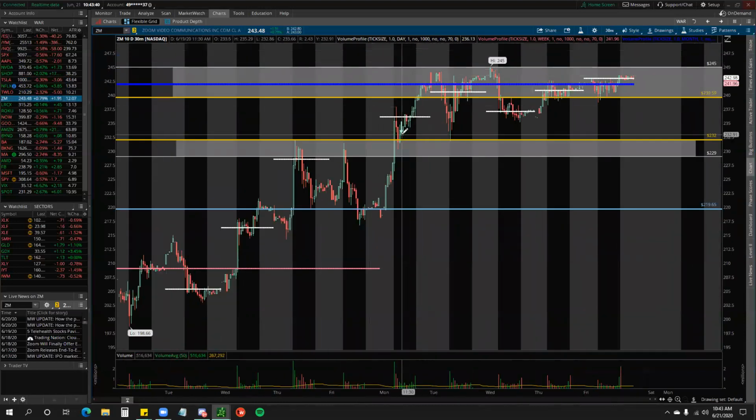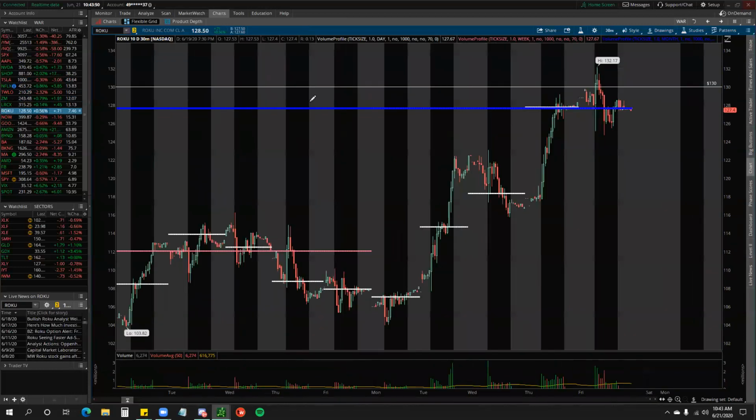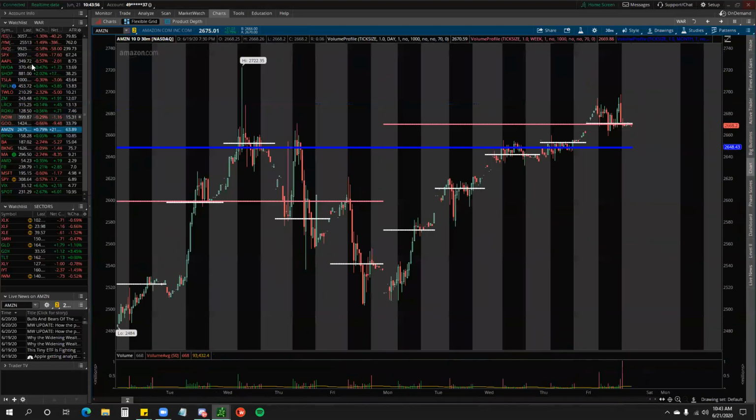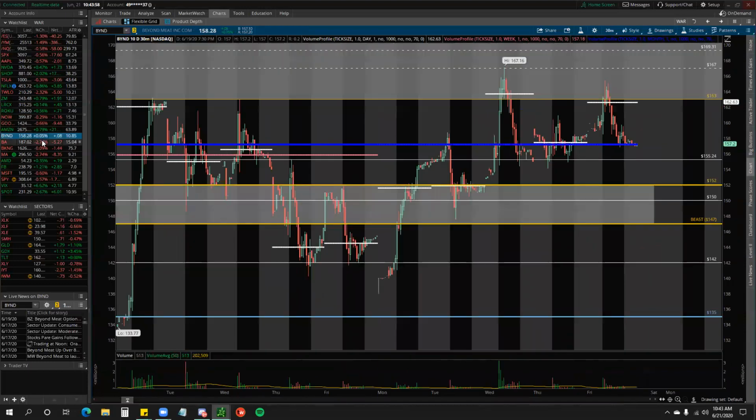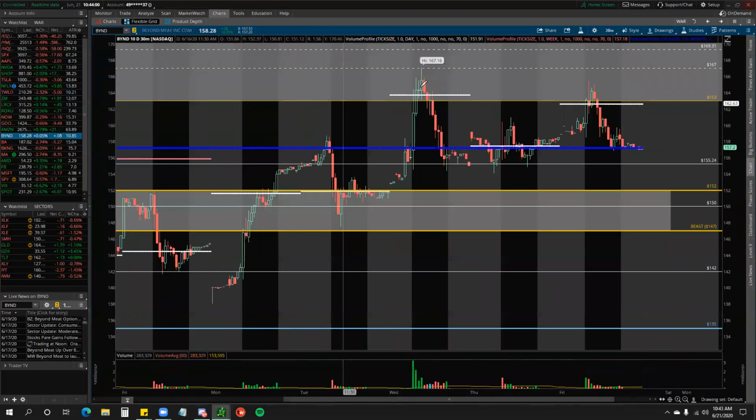You can see Zoom, Zoom, Zoom, just going back and forth, gaps down, comes all the way home. Again, gaps down, comes all the way home pre-market, chills, not ready to move. Roku, guys, ran home to point of control this week. I mean, there's so many examples, guys, right?